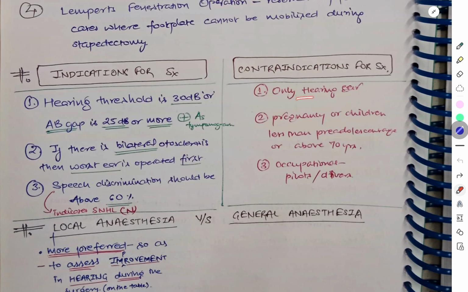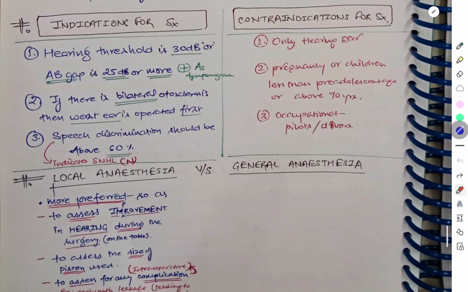Contraindication for surgery is if it is the only hearing ear. Like, the left ear is already gone and only the right ear has otosclerosis, here there is also a chance of losing hearing, so surgery is usually not preferred. Also pregnancy, children less than pre-adolescent age or above 70 years, and occupations like pilots, drivers or divers. In those cases it is contraindicated, or they are suggested to change their profession if possible.